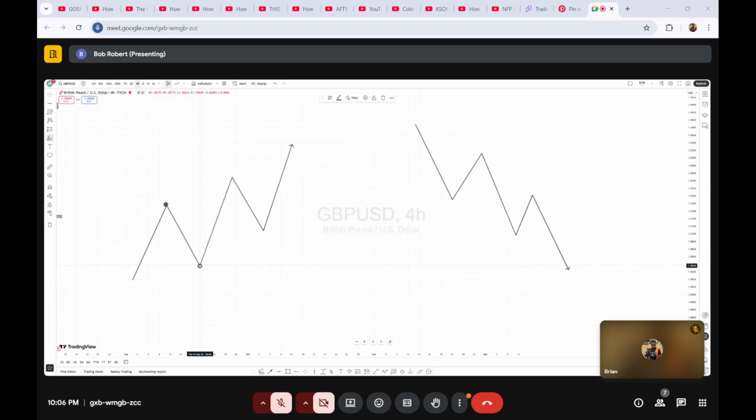There is another term that I want to introduce here. We have swing strong and swing weak. Swing strong, swing weak. In this case here, this is the swing weak. This here, this is what we call the swing weak.